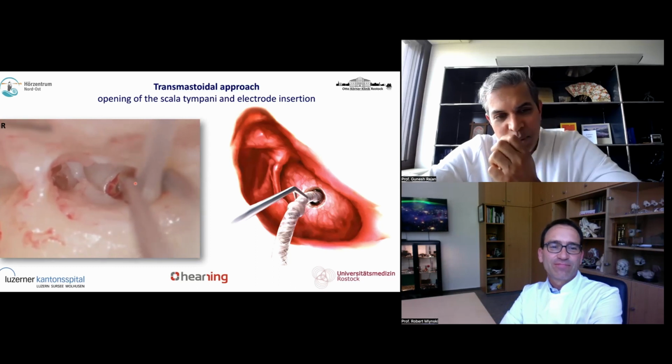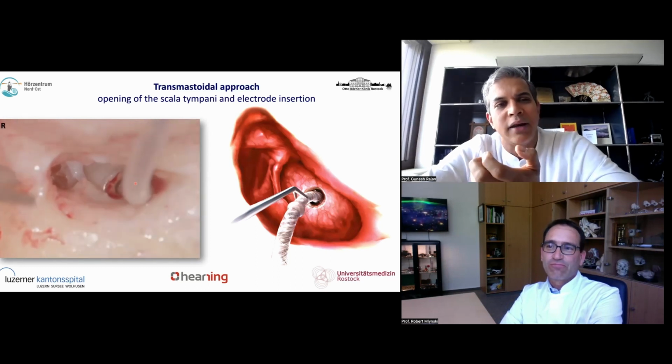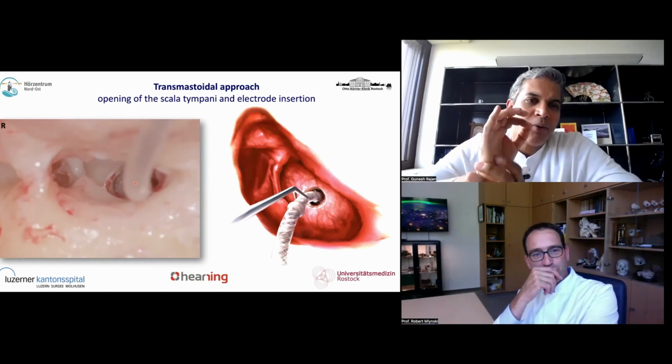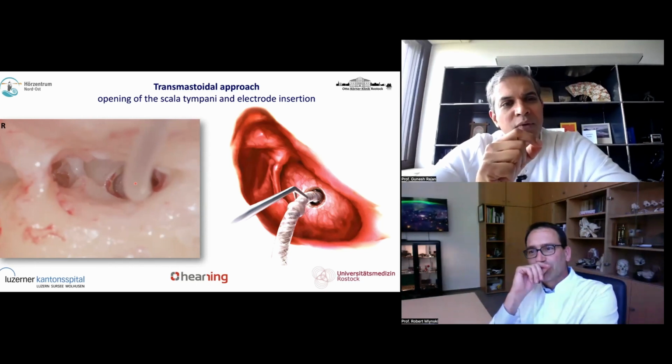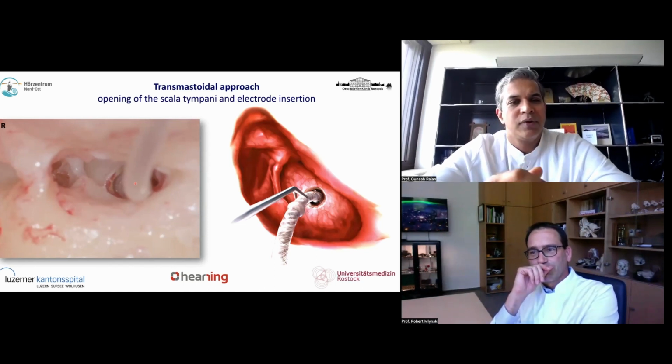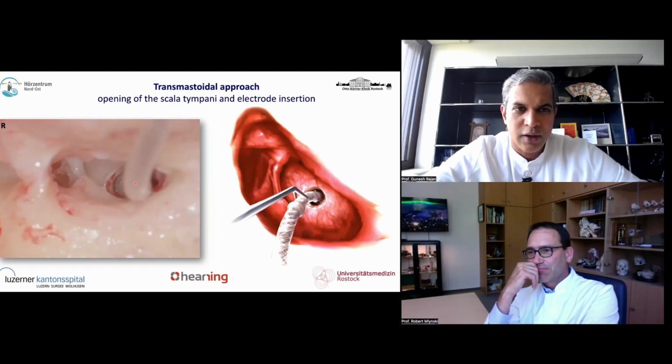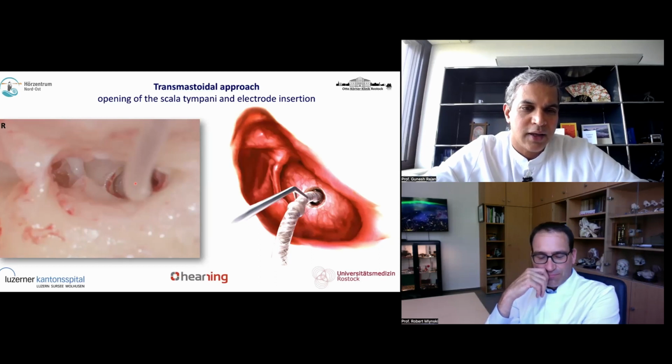I think one important aspect is that you have to make the opening wide enough. Because we are pushing an array into a confined fluid-filled space. So if there's not enough space for the perilymph to egress, we cause quite dramatic pressure shifts in the inner ear. And especially in hearing preservation cases, that can be really counterproductive. So really, I think it's important to have a wide opening of the round window. What are your thoughts, Rob, on that?